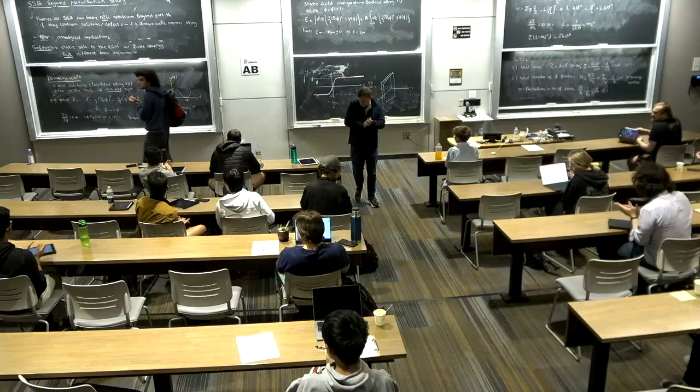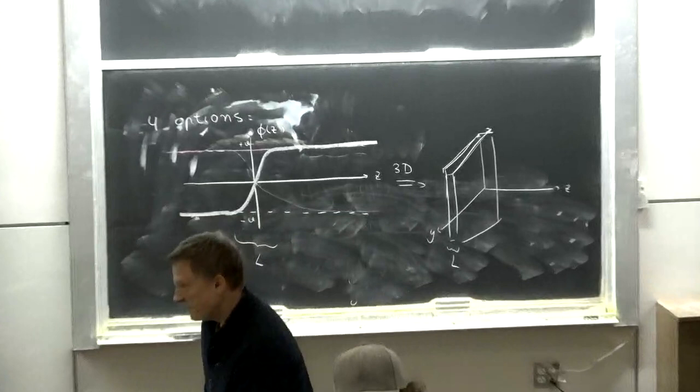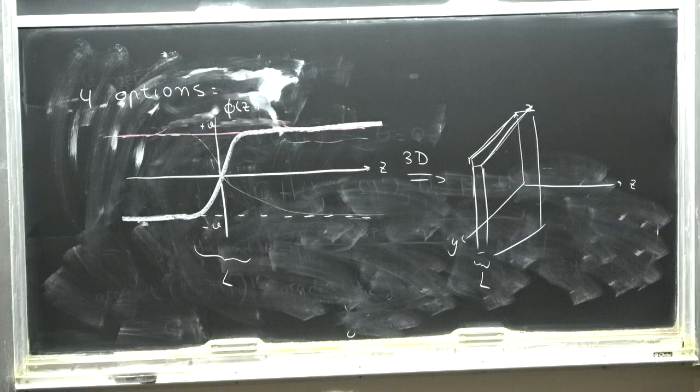Parity breaking, the domain walls are related to this parity breaking, right? Yes. Is it related to the fact that on the right we have a vacuum with plus V and on the left we have a vacuum with minus V? Yeah, that's right. I'll discuss precisely this a little bit more in the context of parity.